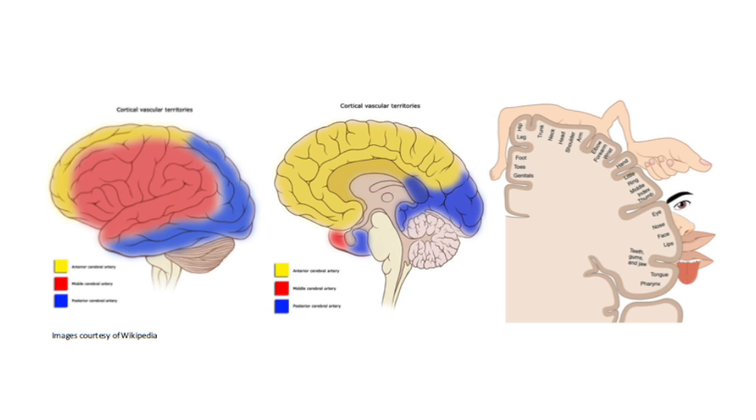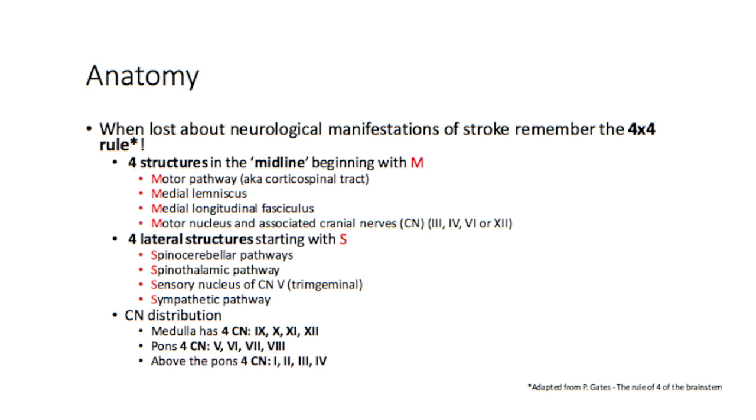Another key rule to bear in mind when it comes to stroke, in fact any stroke, is the 4x4 rule, which I've come across in my readings, and this was originally cited by P. Gates, and you can find the paper titled The Rule of Fours of the Brainstem. It's relatively straightforward, but there are some key aspects to bear in mind. So the 4x4 rule is really divided into a couple of components.